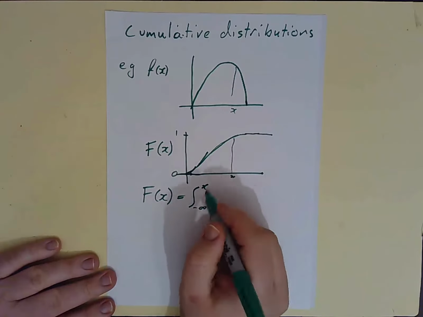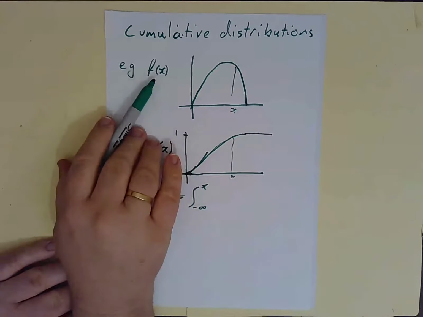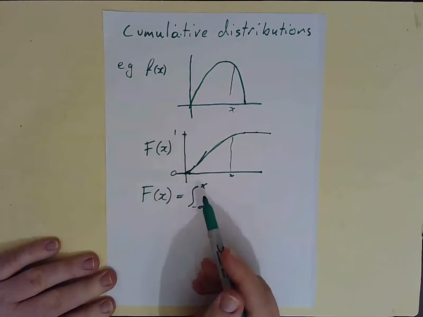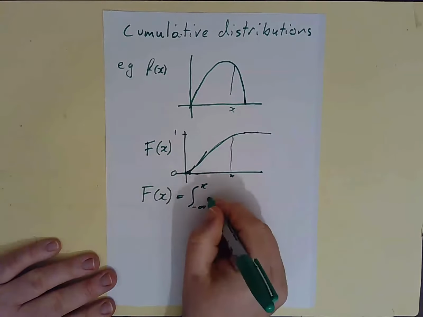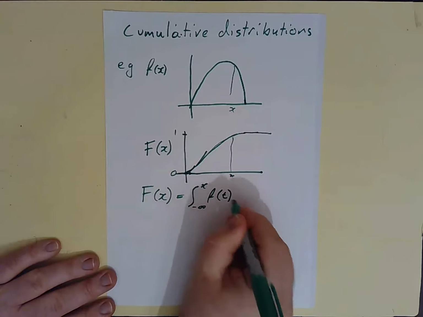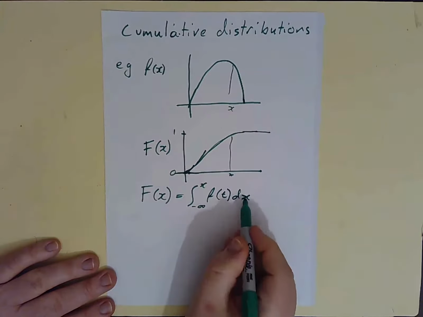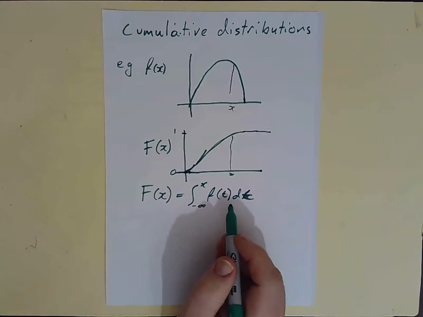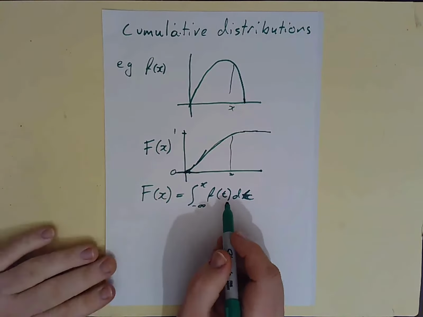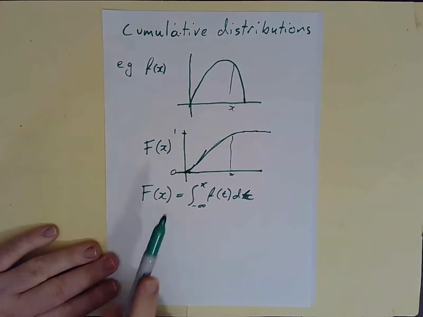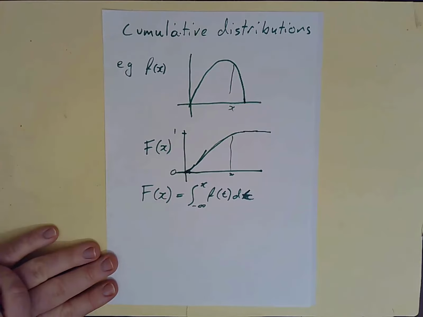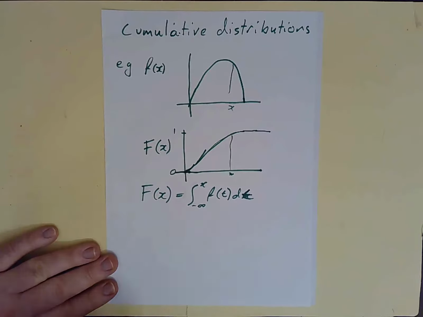Now, because I've got an f of x here, and I'm going to be putting an x in, that could get a little confusing. So what we usually do is just substitute out this variable. We call it something else, and we'll call it f of t dt. That's just so that we're not getting confused with variables, but it's the same function as that one. So this cumulative distribution function is literally just the integral up until that point.